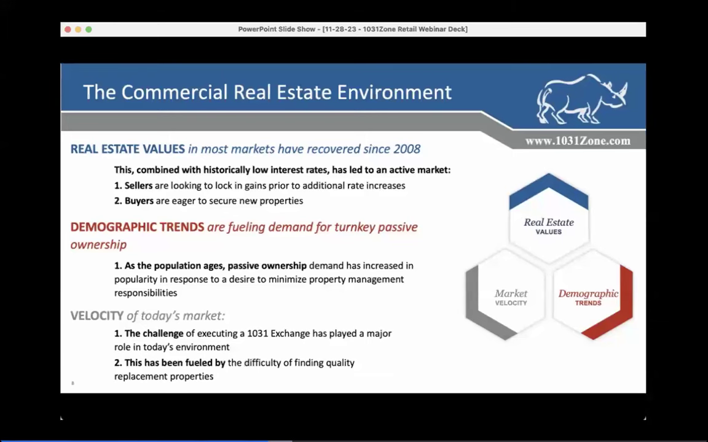Now, the most interesting part here is we have a buyer pool that is eager to secure new properties. And in the red here, this is the most important part on this screen, in my opinion, is this demographic trend that's fueling a demand for turnkey passive ownership. And that is in the form of the baby boomer generation retiring from active management and retiring from their businesses. A lot of the baby boomers built the businesses that we use today: the barber shops, the auto body shops, the air conditioning companies, the plumbing and heating companies, the construction companies, the law firms, the CPA firms. I can go on and on. A lot of the baby boomers out there built businesses. They started real estate portfolios.